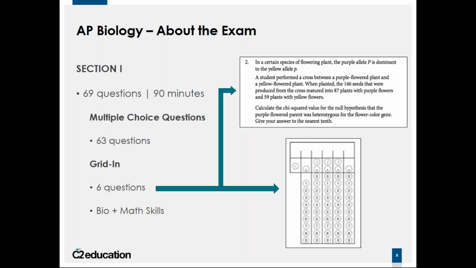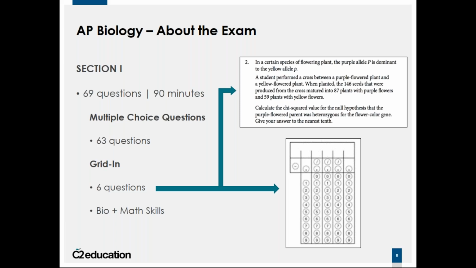They give you a relatively simplistic question. Yes, you are allowed a calculator on these questions. And then you are asked to do a basic calculation. It could be on genetics, it could be a chi-squared test in this case. It's usually a bio concept, but you do have to apply math to it. And then you just simply grid in the answer.